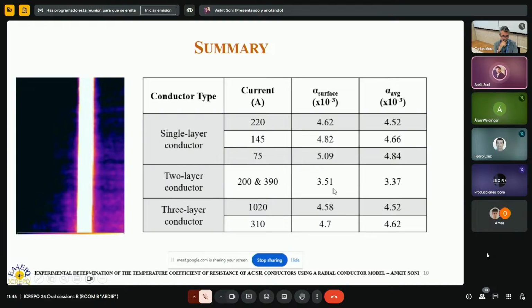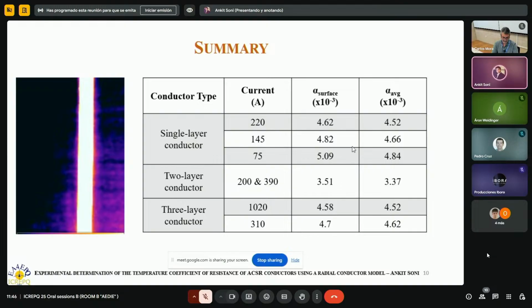There is another finding behind it. Whenever we use two layers of conductor with the steel core, if the number of layers is even, they cancel out each other's magnetic flux effect, and because of that, we have got the AC resistance stable, not changing with the current level.